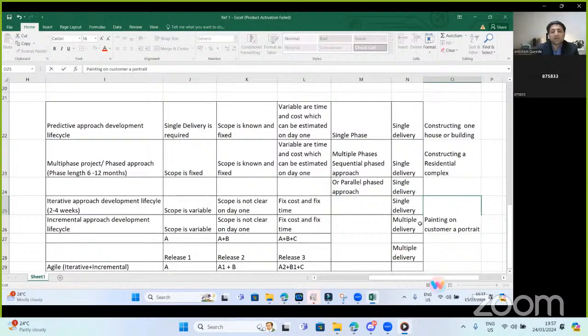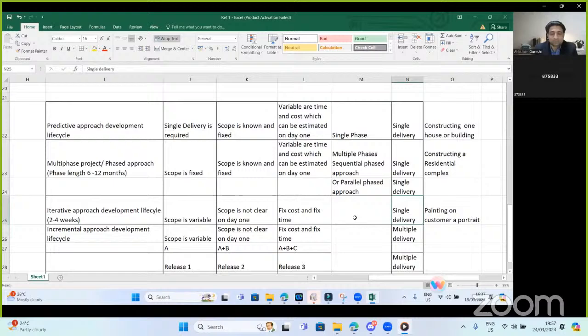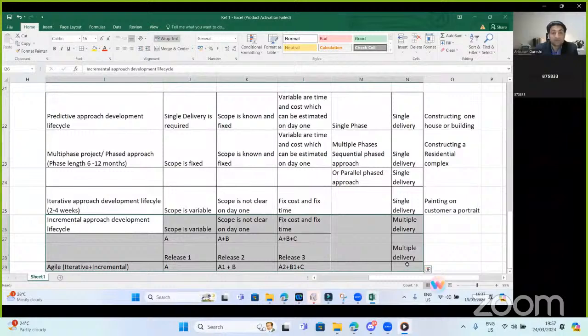Okay, so for incremental, for example, you're doing landscaping. The land has four sides and you've got to do the landscaping for the whole place. So let's say the front yard, there's the front part, the back part, the side to the right, the side to the left.